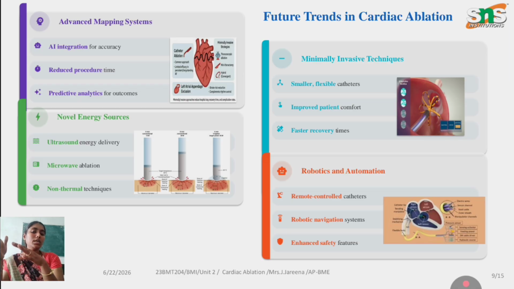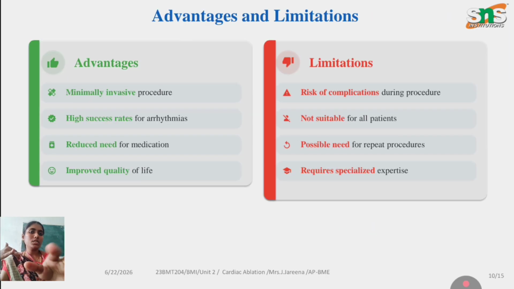We can also go with other different types of energy for ablation, and advanced mapping, because mapping is very crucial in this. So what different technology can we integrate to make it advanced? That is advanced mapping, with AI integration and predictive analytics for outcomes. Finally we have the advantages and limitations that we already discussed in a previous slide. There are many advantages: minimally invasive, high success rate, reduced need for medication, and improved quality of life. In the same way we have a few limitations, and we can overcome them by careful mapping or careful selection of treatment and so on.